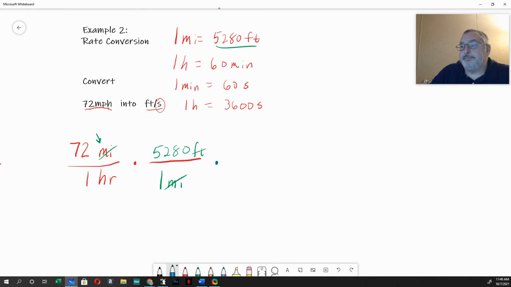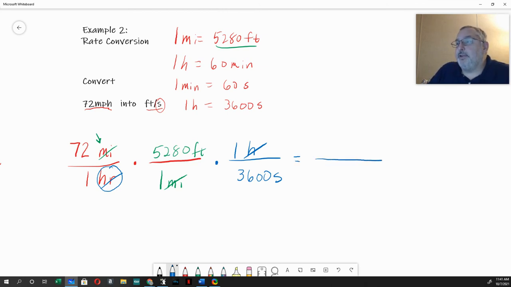Second step, we need to convert hours into seconds. So here's our conversion for that. Hours is the denominator in our given, so in our conversion, it has to go on top. And so the other half of the conversion would have to go in the denominator. And so that cancels hours out, leaving us only seconds. Now we have to do some double checking. We're converting to feet per second. That's the only units we have left.